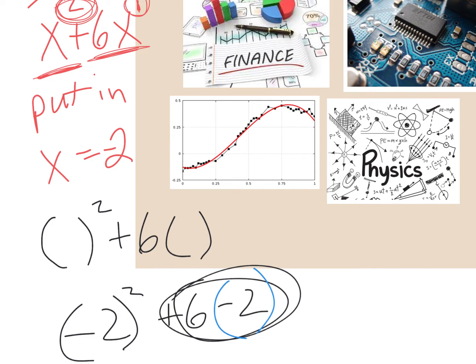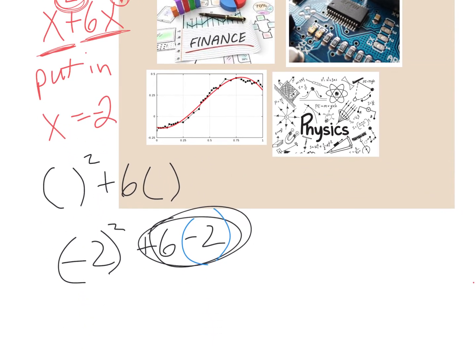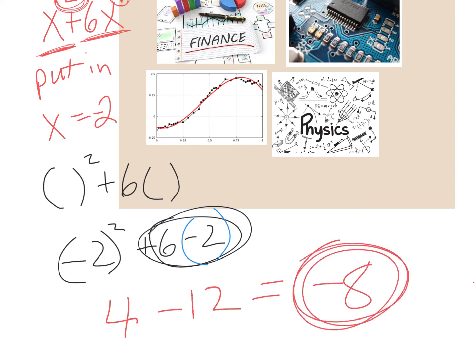All right, so let's finish this off. What's negative 2 squared? It is 4. What's 6 times negative 2? Is negative 12. Did anybody in here have a negative 8? Raise your hand if you had that. Awesome. Thank you. Online kids, any questions so far?